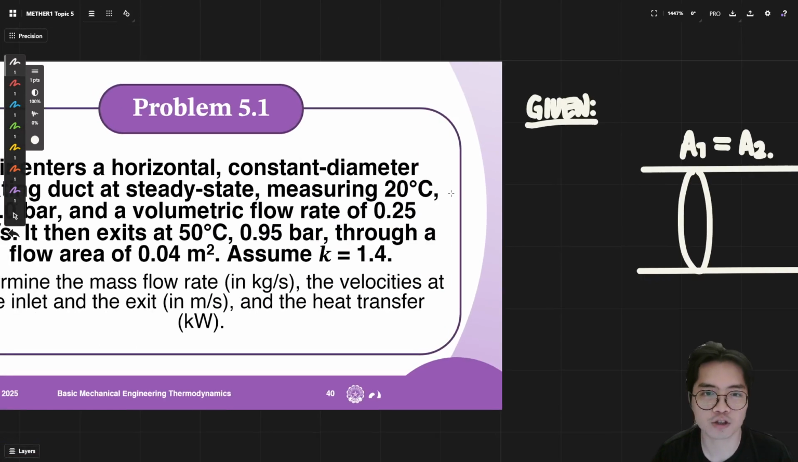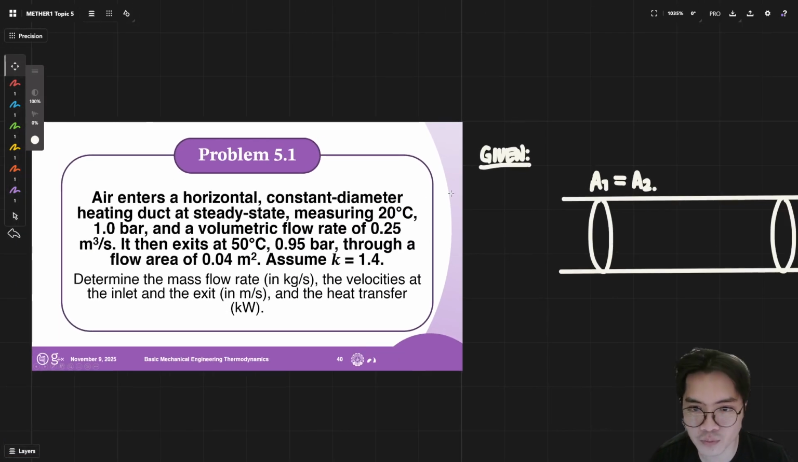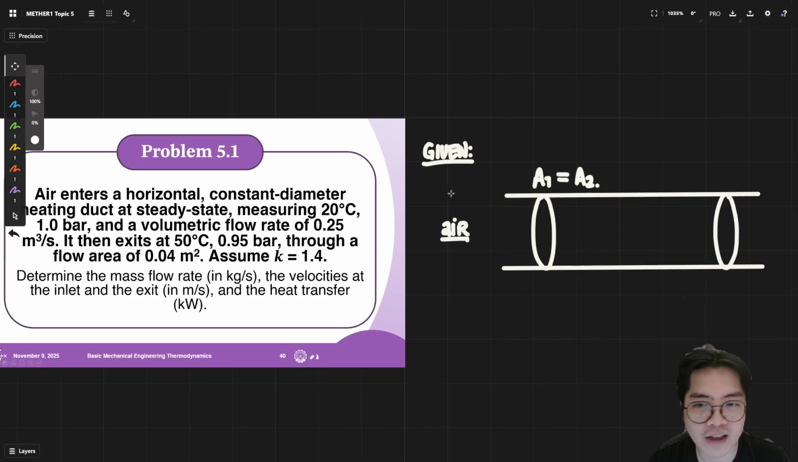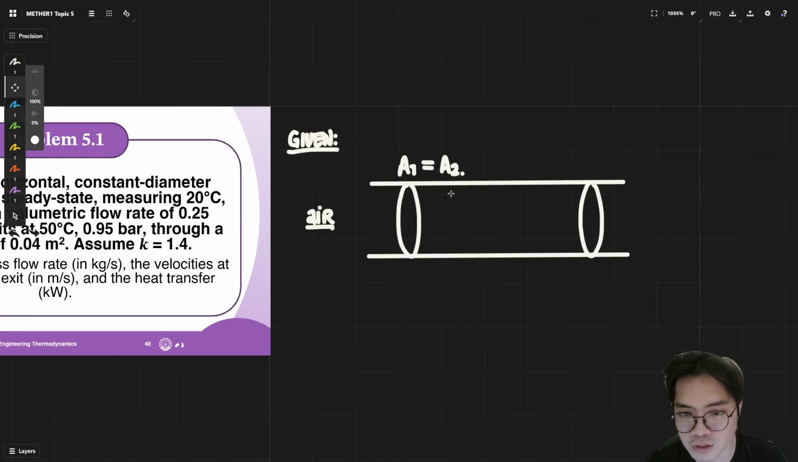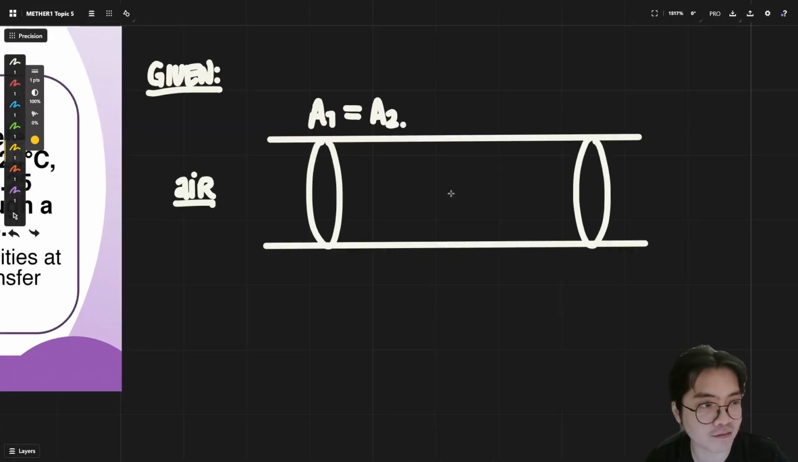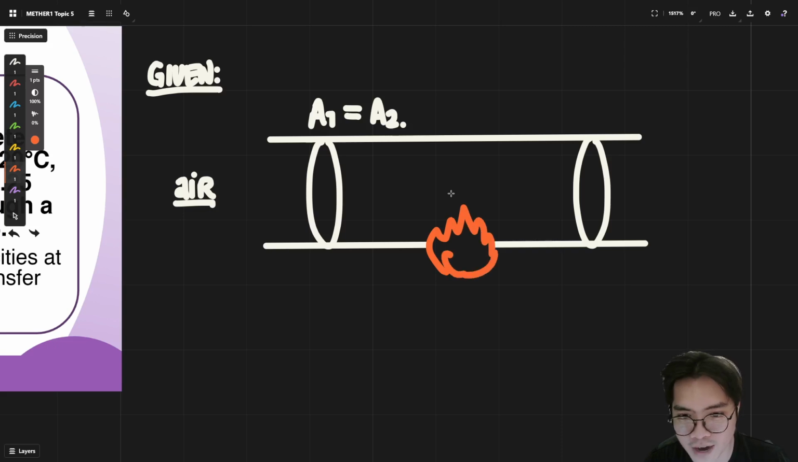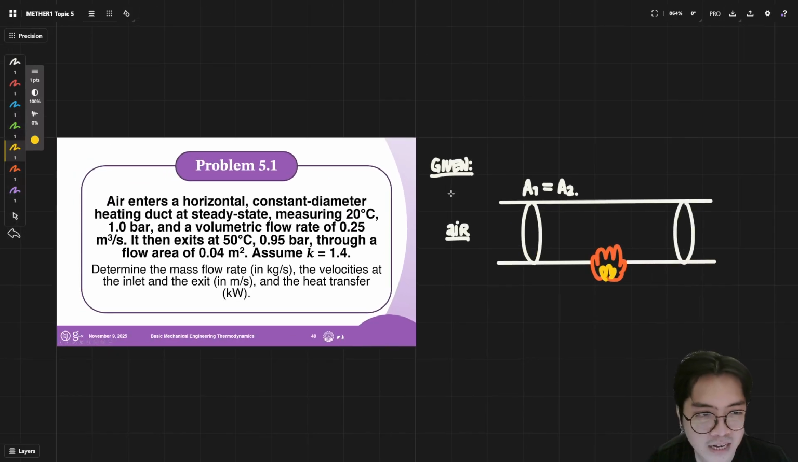And let's just go ahead and list down everything that we know. Air. So we are talking about air right here. Air enters a horizontal, constant diameter heating duct. So, for lack of a better drawing, let's just draw some fire like this. Heating duct at steady state.